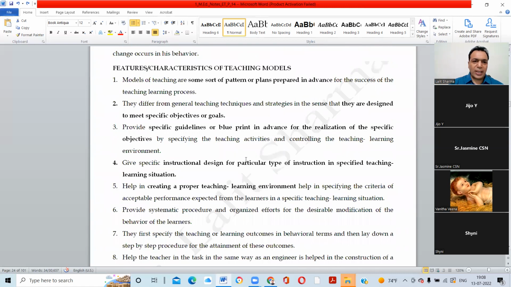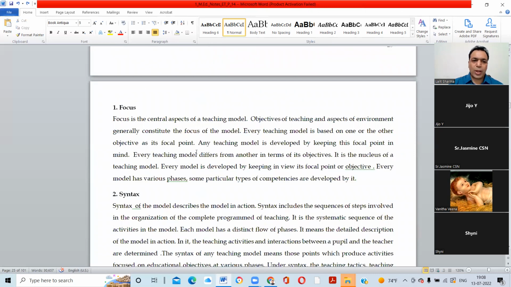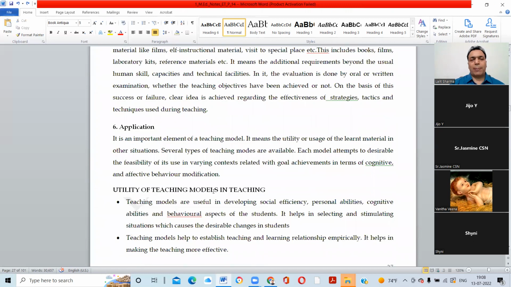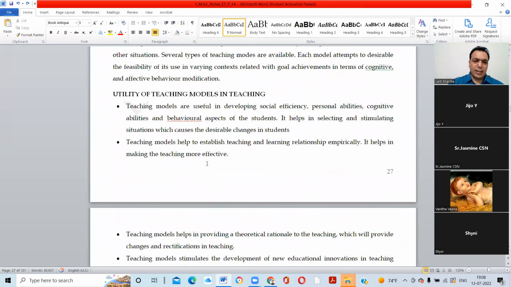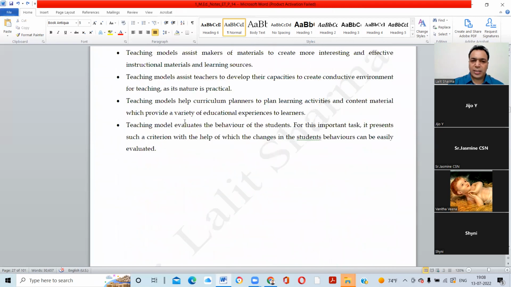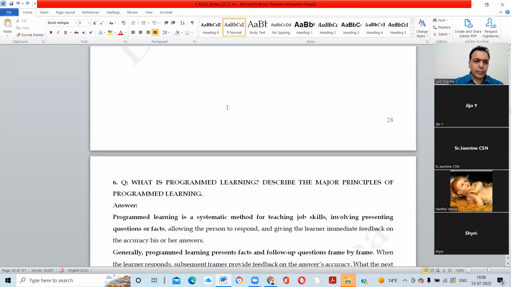So after the model of teaching, you have to talk a little bit about the features and characteristics of teaching. Then you have to talk about the different steps, the fundamental elements, right? Focus, syntax, principle of reaction, social system, support system, or application. We have already discussed these. And last, you can even write the utility of teaching models in teaching, right? But you have to give a conclusion. Okay, I didn't give one, but you must give the conclusion. Okay, some of the answers I have given.